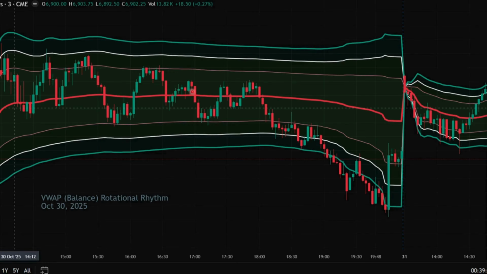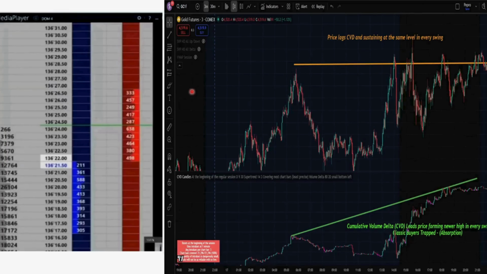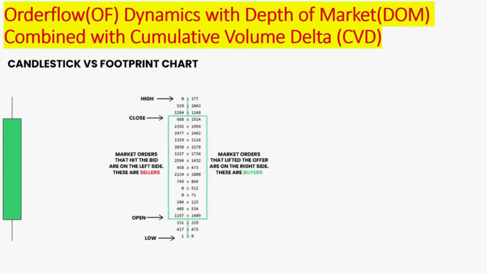In the next slides, we will delve into order flow dynamics and cumulative volume delta for even deeper insights, which gives us an extra edge. With that established, let's now dig deeper into order flow dynamics combined with the depth of market and cumulative volume delta, which will give us even sharper insights.